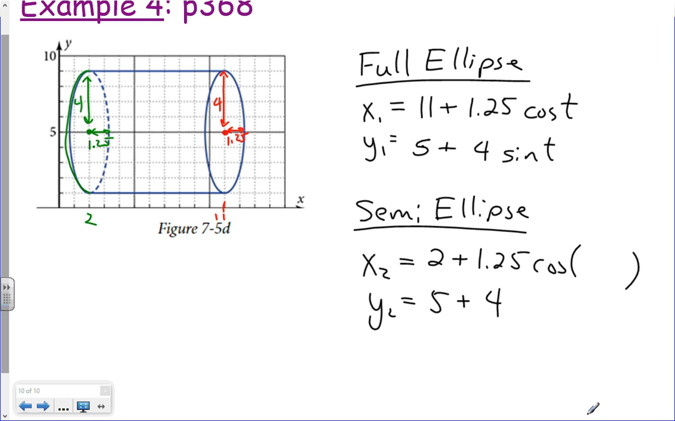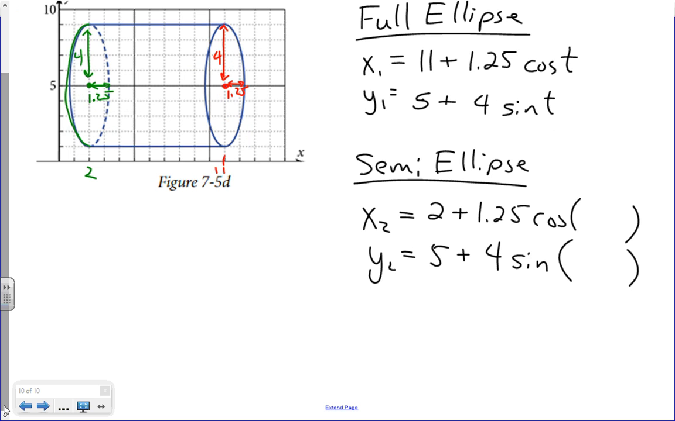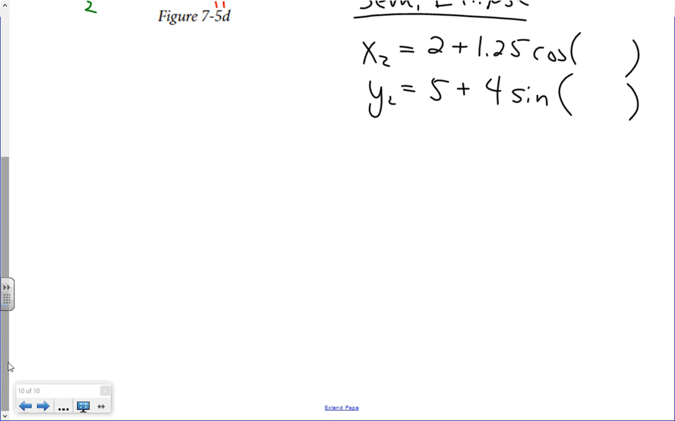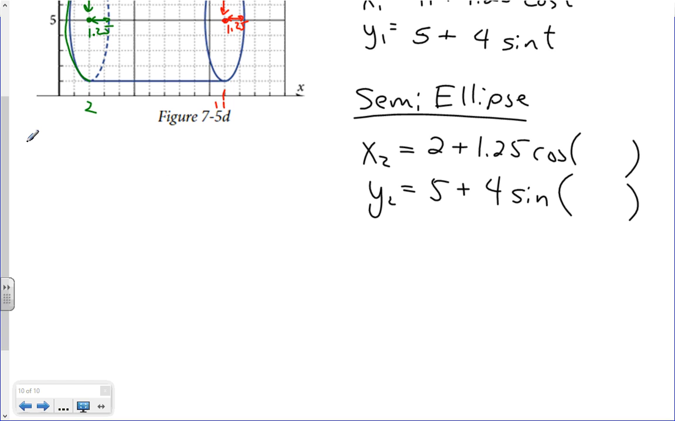And I'm going to wait to plug in something inside of those parentheses. It's not going to be just t. I've got to do something with that in order to get just the semi-ellipse. And then for y, it's, of course, sine. Let's deal with what's going to go in those parentheses. If I just put t, I know that I'm going to end up with a full ellipse, which I'm not trying to get. I'm trying to only get the semi-ellipse.